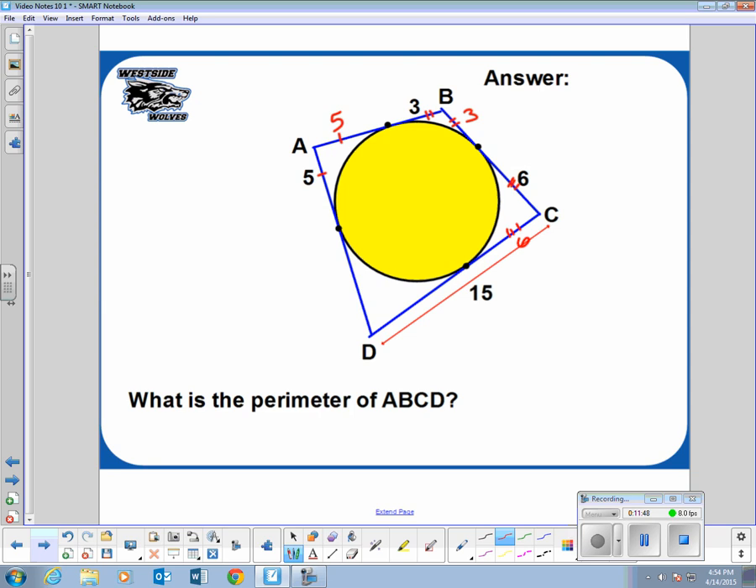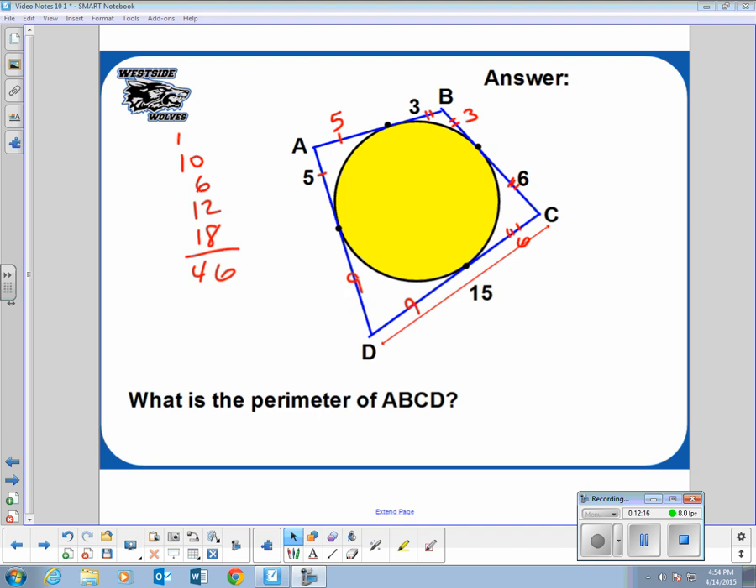Well, if I take 6 away from 15, I get 9 left for here, which gives me another 9 there. And so if I add up each side, looks like I have 10 plus 6 plus 12 plus 18. I end up with 46 as the perimeter of my figure. So you need to use this theorem to find the perimeter of the figures. You're just going to have to remember theorem 10.2.